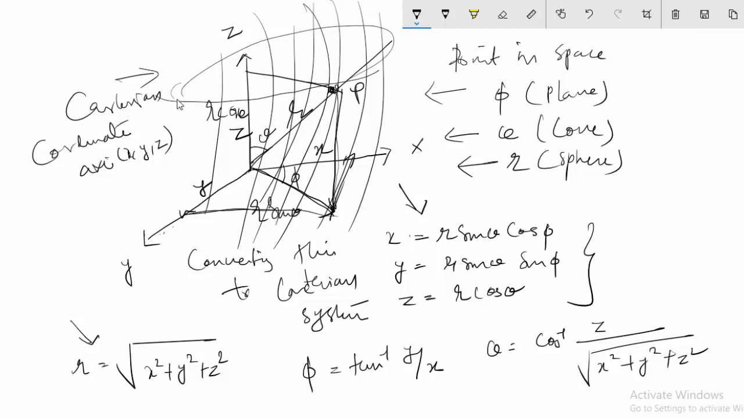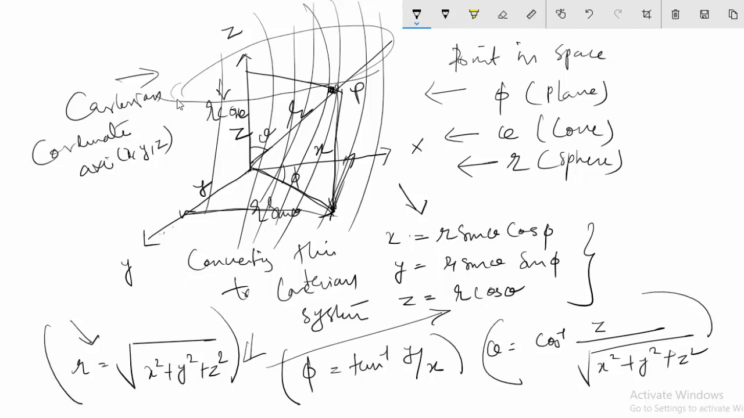That's coming from the cos theta which you are having here, and you have found your value of r, and then you are putting it in z. So that's how you find your value of theta as cos inverse of that. So that's how you have found out all your values.